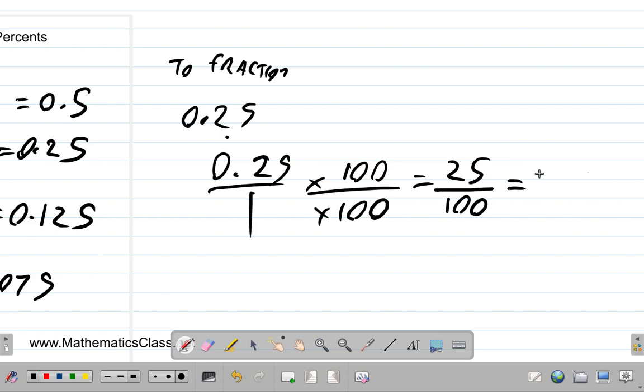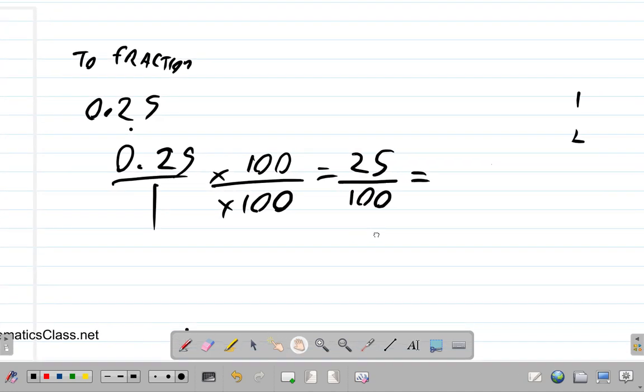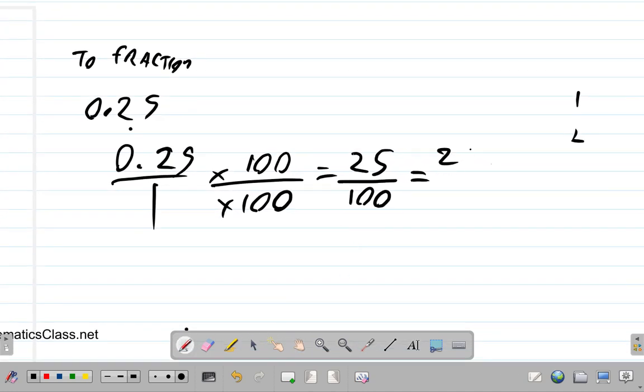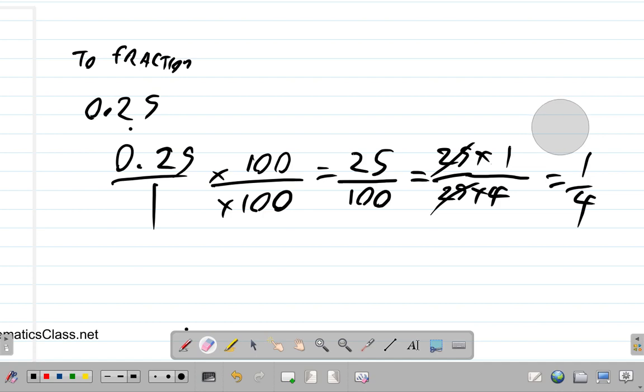So, 25 over 100 is the same as 25 over 25 by 4, if I have multiplied 25 by 4 to get 100. But 25 by 1 over 25 by 4, the 25 cancels 25. So what you get is 1 over 4. That means quarter. You see? Quarter, you get this up.